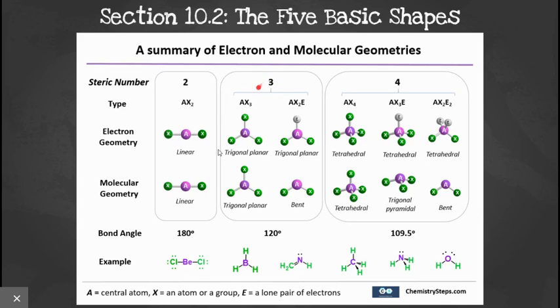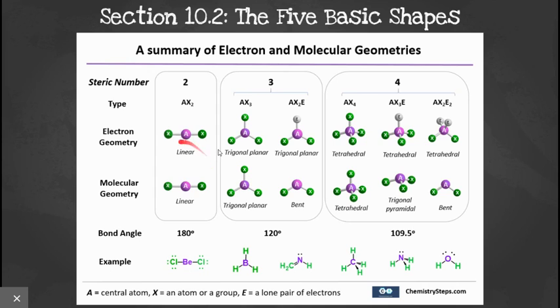Steric number 3, we can have 2 different scenarios here. We have 3 atoms bonded to the central atom, or 2 atoms bonded and 1 lone pair of electrons right here. And lastly, for a steric number of 4, you have 4 things bonded, or 3 bonded and 1 lone pair, or 2 bonded and 2 lone pairs. This last one is the case of water. So the oxygen in the center and the 2 hydrogens, and the oxygen has 2 lone pairs of electrons around it.